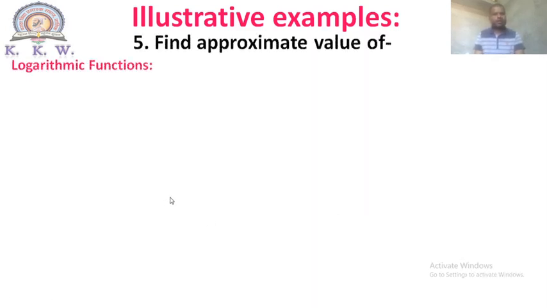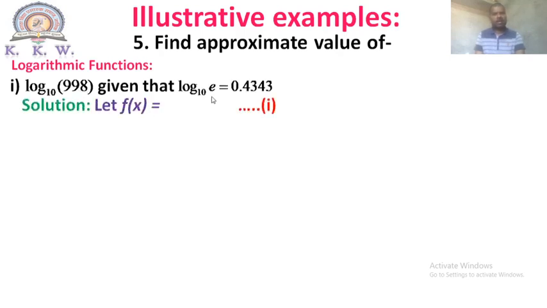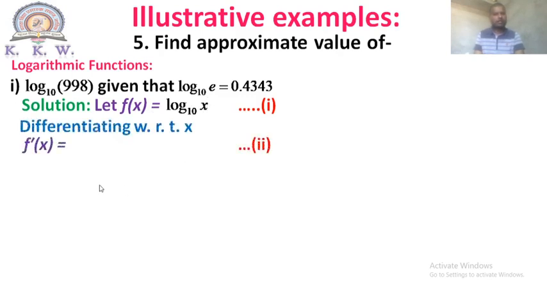Now, we are going to see how to find the approximate value of a logarithmic function. Find the approximate value of log of 998 to the base 10, given that log e to the base 10 is 0.43. Now we'll define the function f of x appropriate to this value. Therefore, f of x is log of x to the base 10.